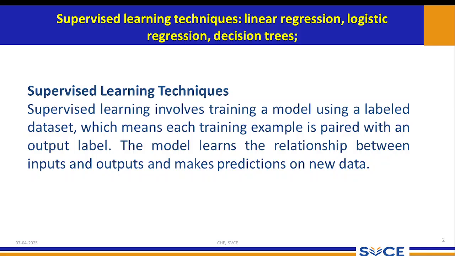Supervised learning techniques involve training a model using a labeled dataset, which means each training example is paired with an output label. So it is labeled data. That's what we have seen in the last class. Supervised learning involves labeled data, where the input and the output are correlated. The model learns the relationship between the input and output and makes predictions on new data.